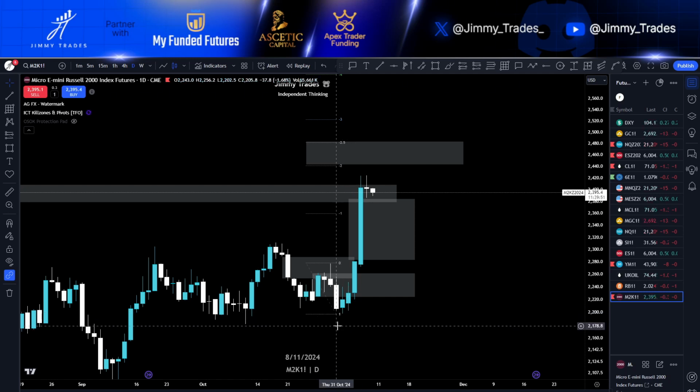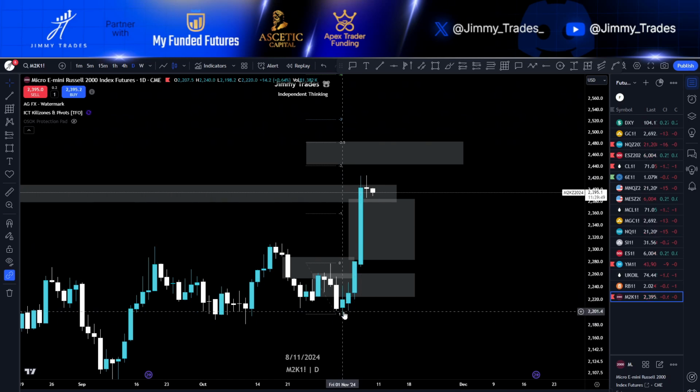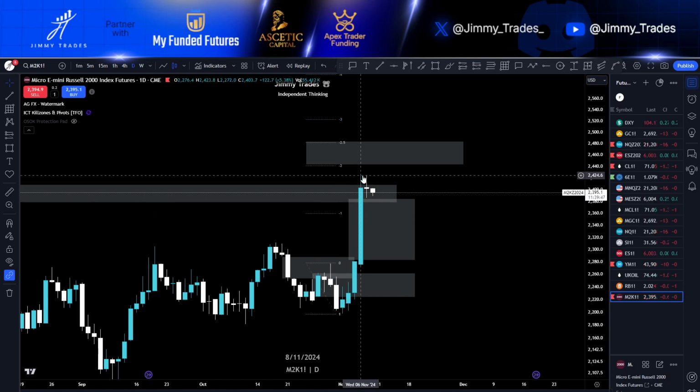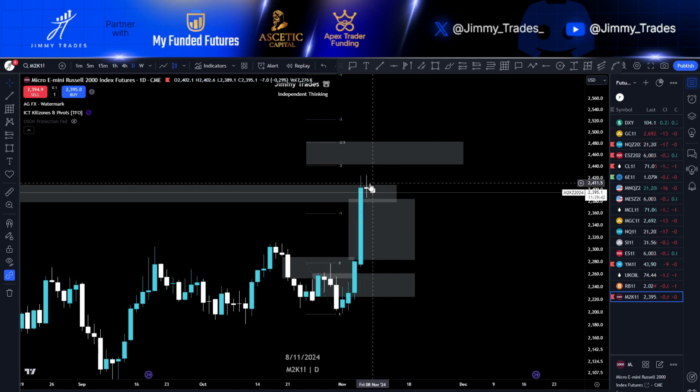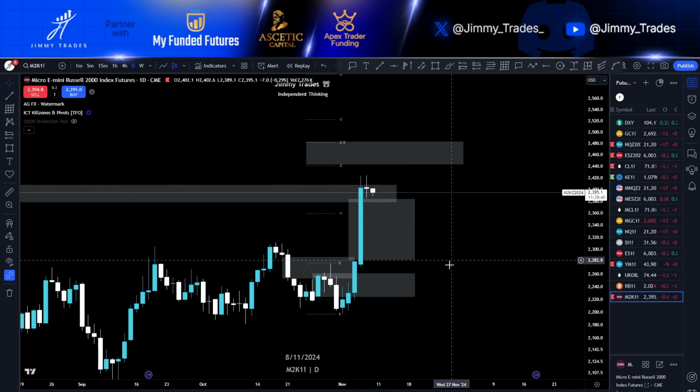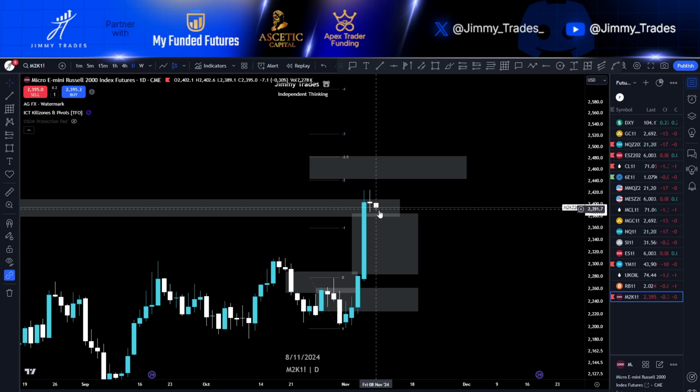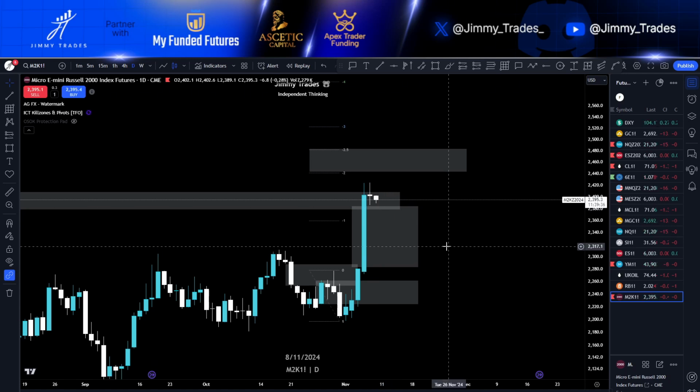Okay. But if you look at the dealing range, they have Friday low to the Wednesday high. So Wednesday midweek reversal, Friday looking for price to come back inside the range.